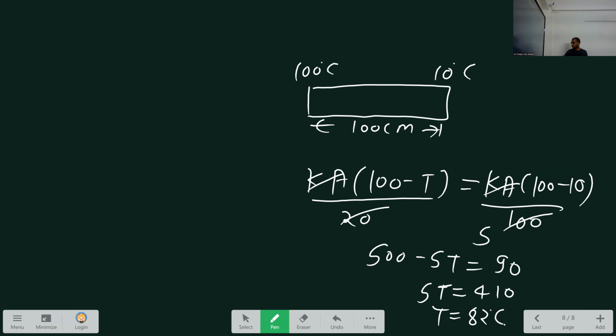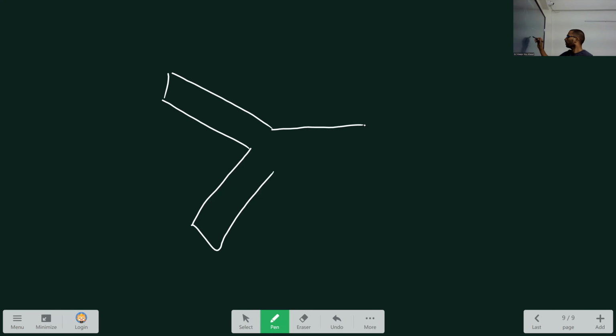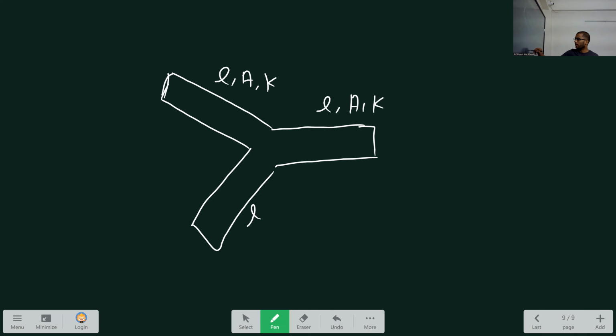Let's improve, students, the difficulty level. So instead of taking one rod, let's take 3 rods. Okay. Let's take 3 rods like this. Now students, all rods are made of the same material. They are identical in every shape and size. Okay, it means that their length is the same, area of cross section is the same, and they are made of the same material. Made of the same material means that thermal conductivity is the same. Okay, this is also L, K, this is also L, K.